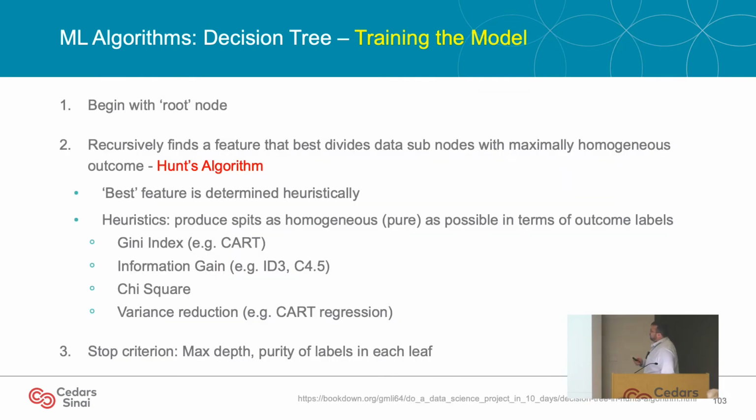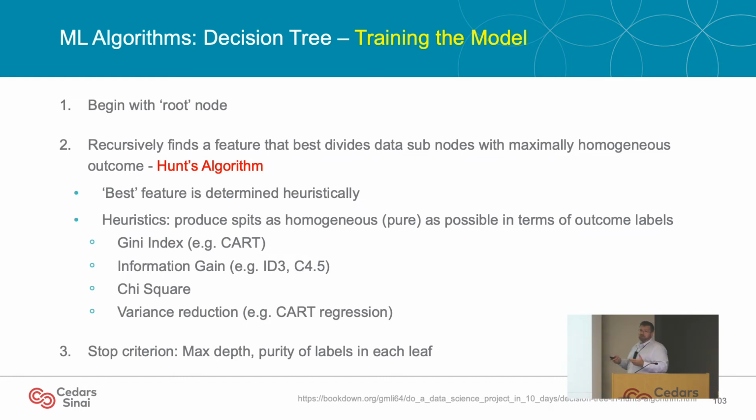Training the model. So actually, how do you grow this tree? We start at the root node, right? We don't have a feature picked yet, but we're starting at the root node. And what a decision tree does is recursively identify a feature that best divides your whole data set, or whoever is in that node currently, into two subnodes that are maximally homogeneous, as I mentioned before. So, as purely one class or as purely the other class. And this is called Hunt's algorithm.